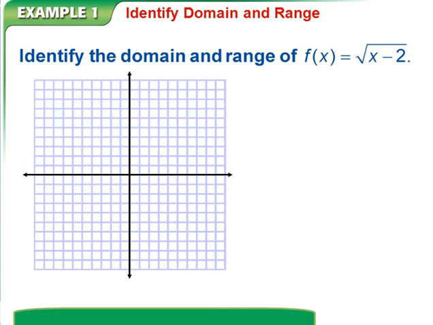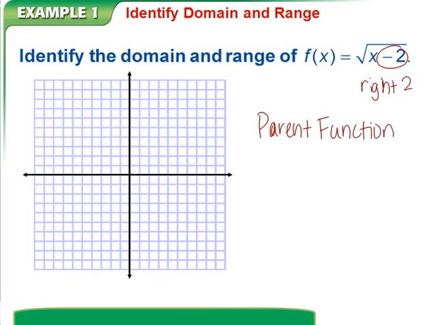Okay, so let's start by graphing this one. Now our transformations said that a minus 2 means that it moves to the right 2. So we first of all have to know what our parent function is. So our parent function is related to x squared.